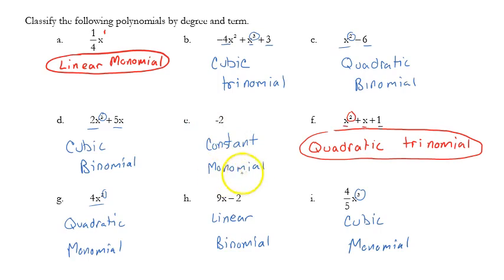Only one term makes it a monomial. That one tends to be tricky. Quadratic monomial, one term, but exponent of 2. Look at part I, is a cubic monomial. Largest exponent of 3, one term. And linear binomial, because that has an exponent of 1 here, that makes it linear.